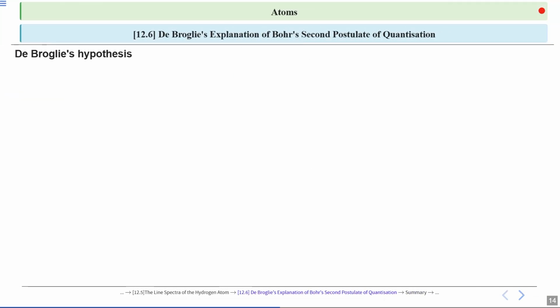Let's start by looking at de Broglie's hypothesis, which is a key idea in modern physics about the nature of particles like electrons. De Broglie suggested that particles can behave like waves, not just like tiny balls. This idea helps us understand why electrons in atoms have only certain allowed orbits.